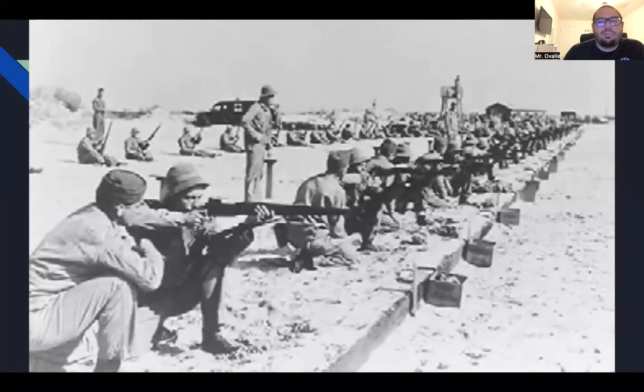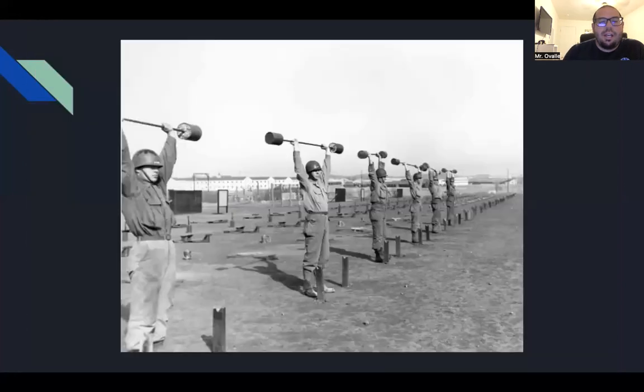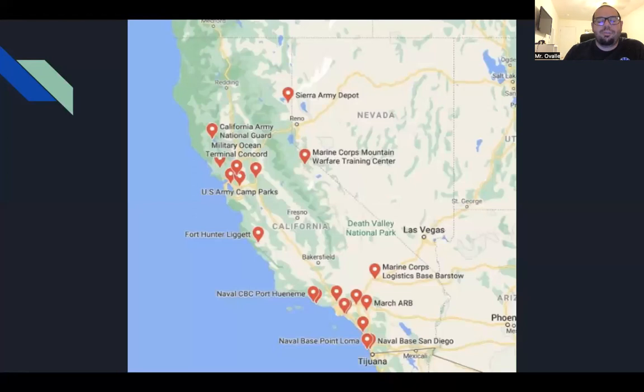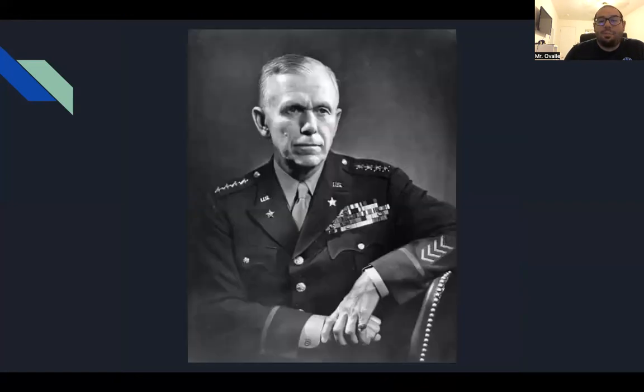So here you've got some soldiers getting ready, lifting weights, and they turn into GIs. General issue. Here's a map of military bases in California. Now, I know these are probably military bases nowadays, but it's not all 41, but you can imagine California was littered with military bases. More on that later. That's George Marshall.